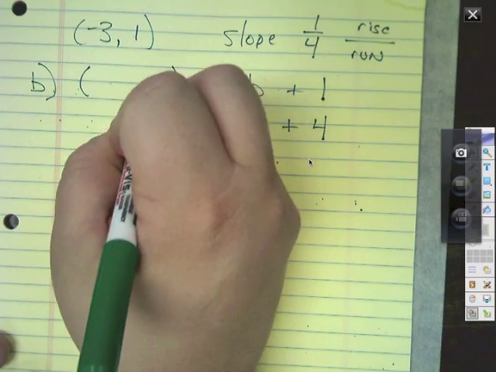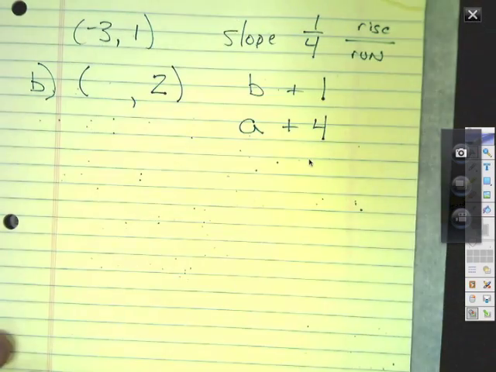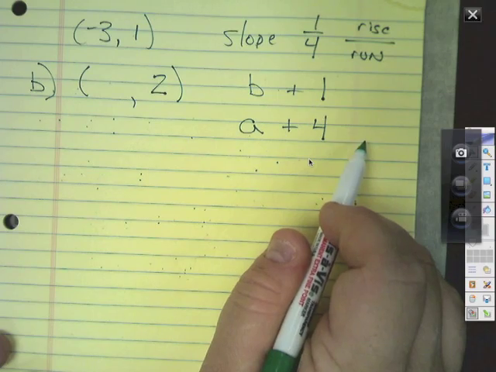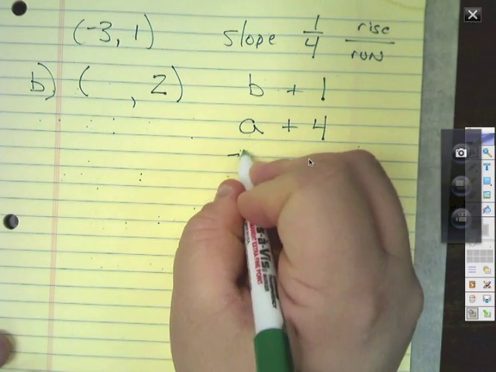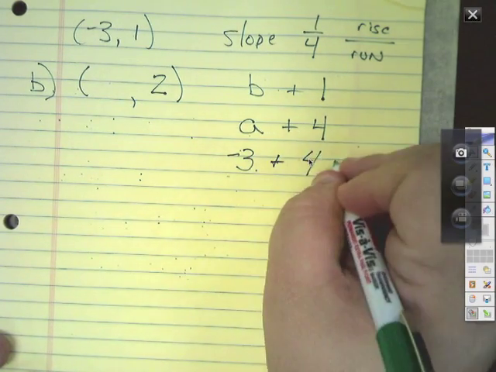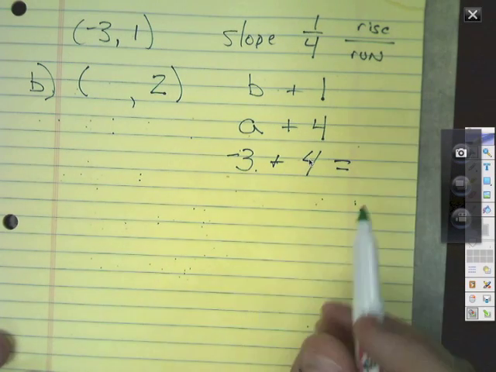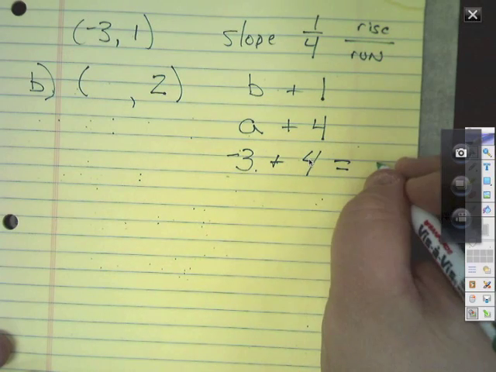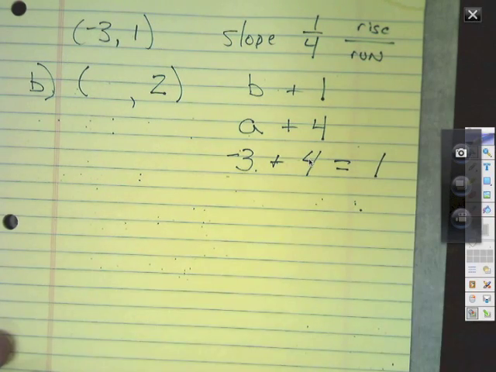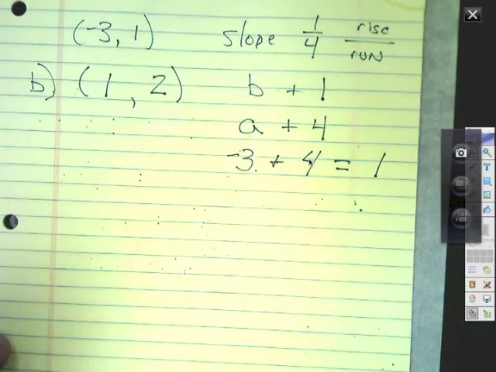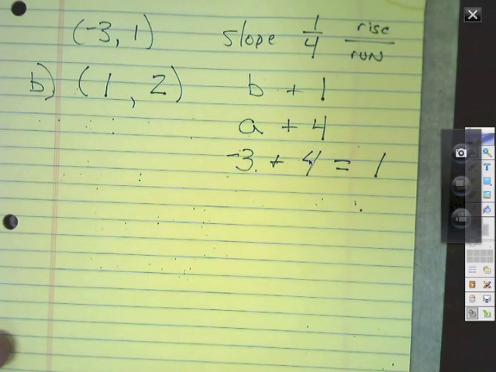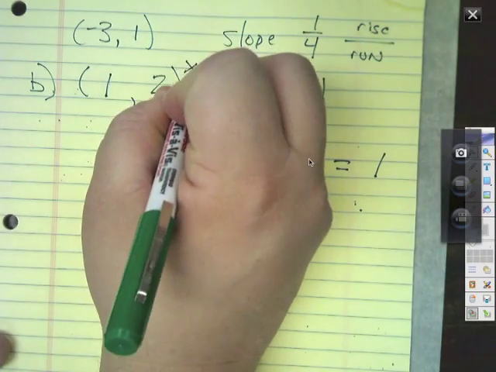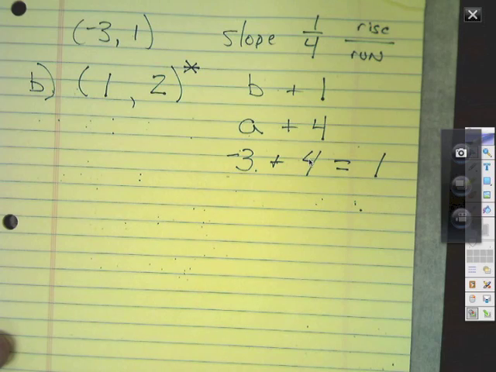What's B in this case? B is 1. 1 plus 1 is 2. That's our y coordinate. A is -3. -3 plus 4 is... signs are different, so you subtract. 4 minus 3 is 1. Use the sign of the bigger. So another point that is on that line with the same slope is 1, comma 2.